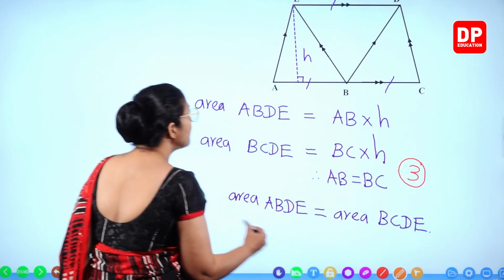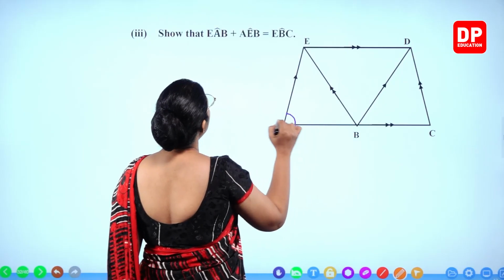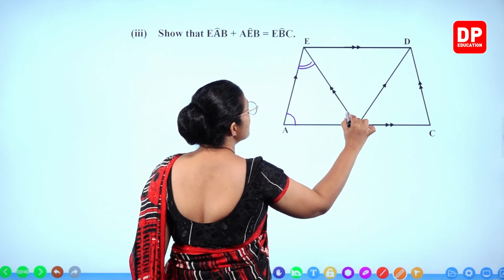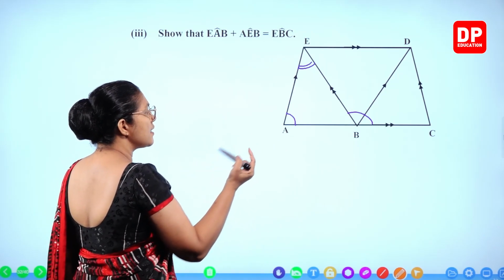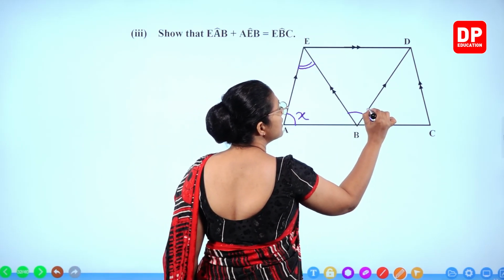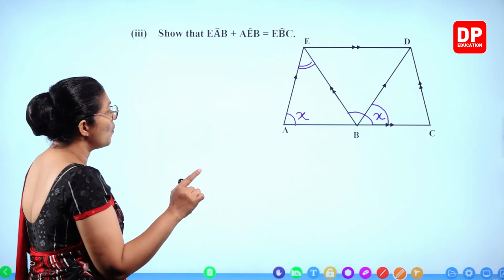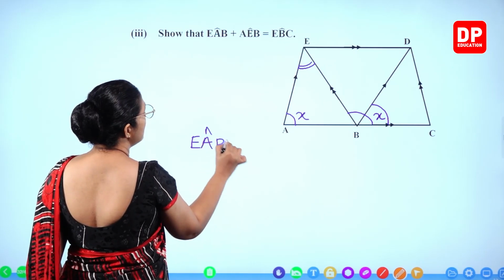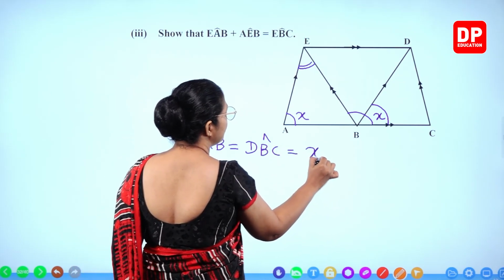Let's do the last part. Show that EAB, this one, plus AEB, this one, is equal to EBC. So you have to show that these two are equal to this one. So we can take this one as X. If this is X, what is this angle? This angle is X because corresponding angles are equal. So let's write that one. EAB angle is equal to DBC angle, that's X.